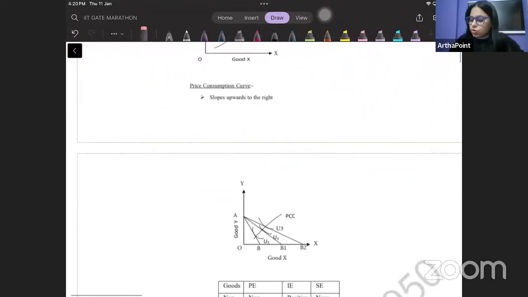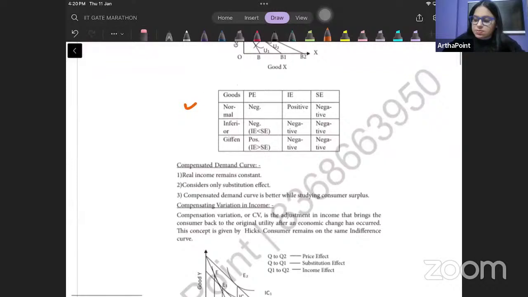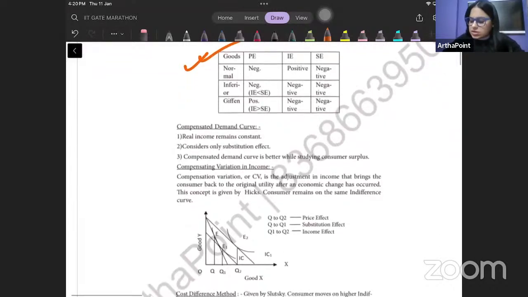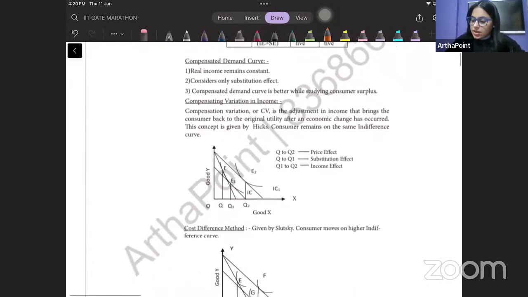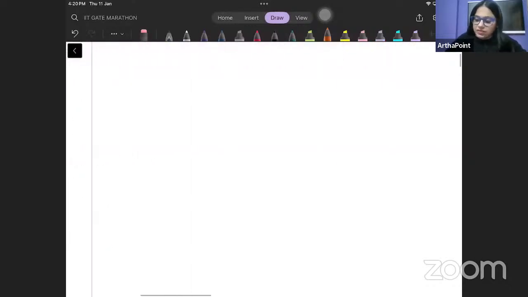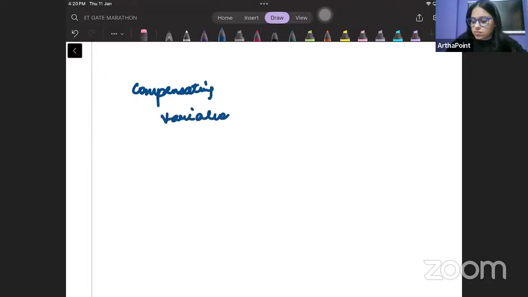Okay. Now this box I have explained you last time, so I'm not repeating this box again. Just go through it. Acha, now this is very, very important and I have given you a numerical on this also. This is what is compensating variation versus equivalent variation.